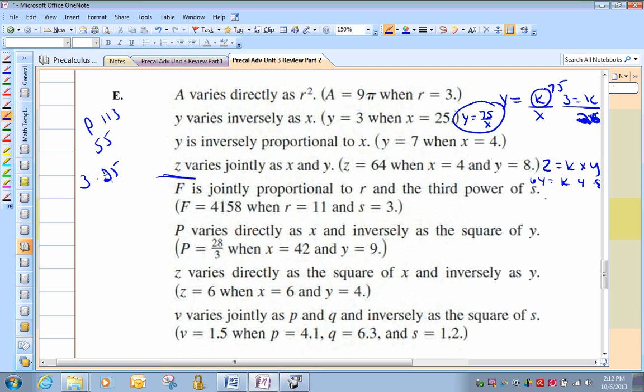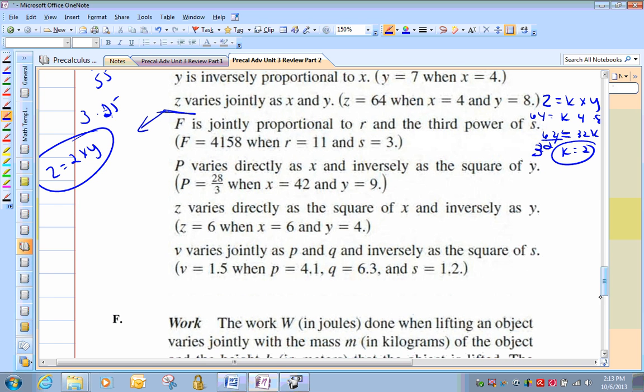Well, 4 times 8 is 32. So 64 equals 32K. We divide by 32, we get 2. K equals 2. So your model for this one would simply be Z equals 2XY. That's your model. I think you can probably work the rest of these on your own and make sure that you are being really careful about the words. Let's take a look at one more before we go.